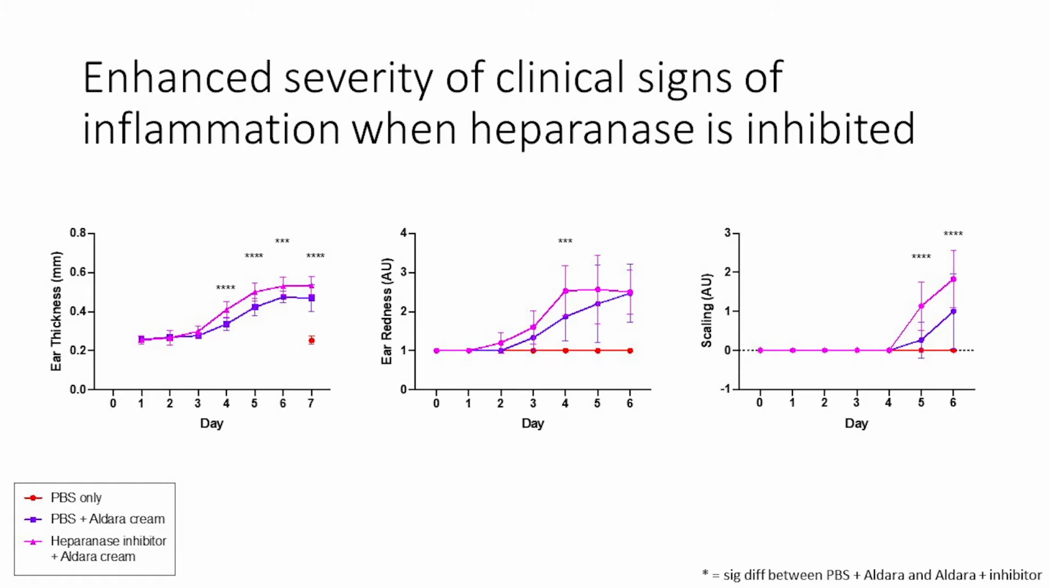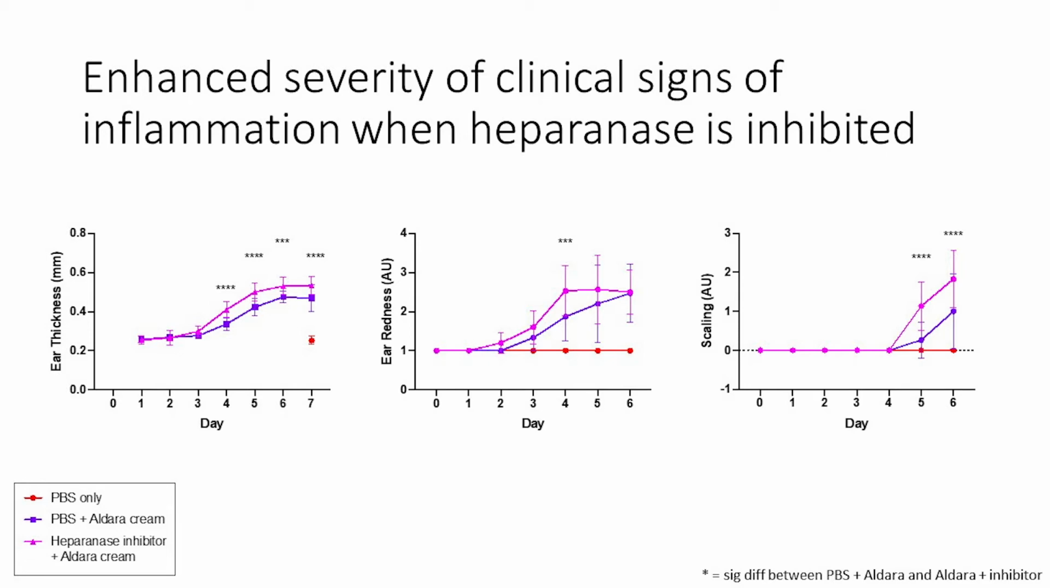However, this is actually not what I found at all. I found that when I inhibited the heparanase enzyme, so that's the pink line here, the clinical signs of inflammation in psoriasis were actually worse than the PBS and Aldara group in purple. We have 3 readouts for inflammation in psoriasis in this particular model: ear thickness, ear redness, and ear scaling. And all 3 readouts were significantly worse with the heparanase inhibitor than in the PBS and Aldara control. And because I was so surprised by this, we repeated this 3 times, and the same trend happened across all 3 experiments.